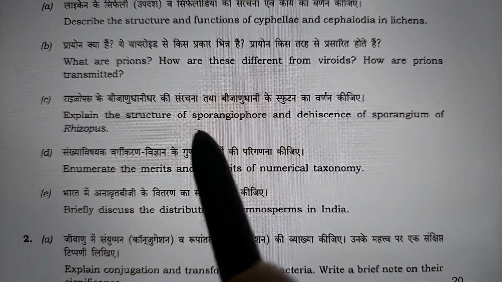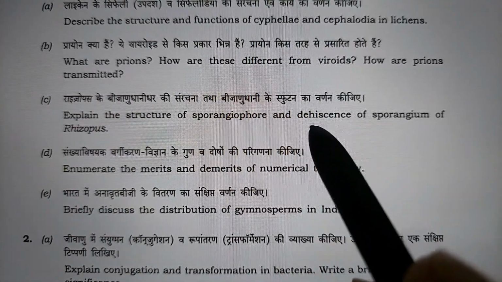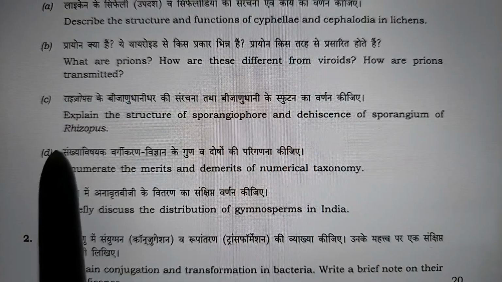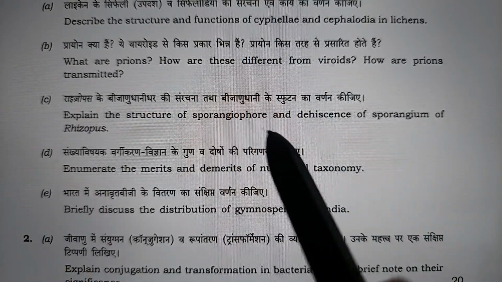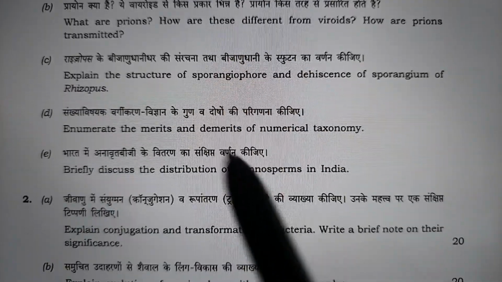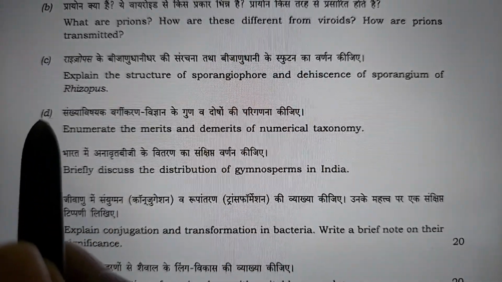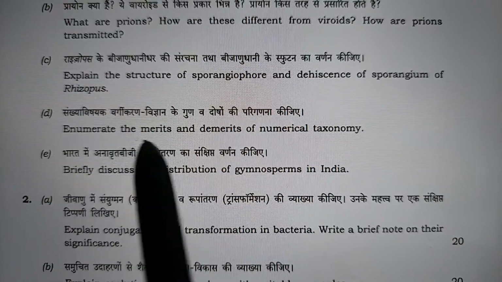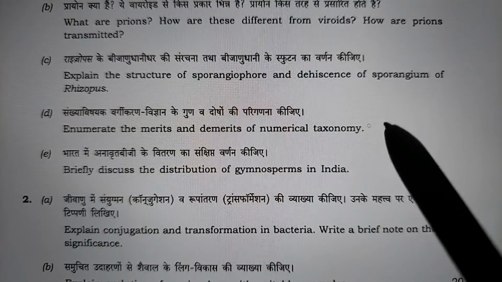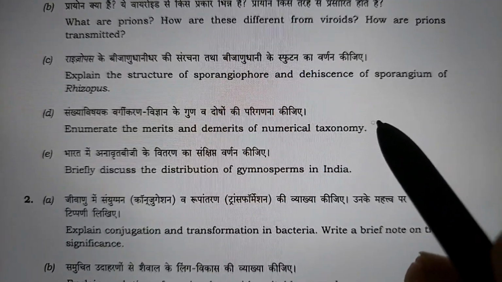Explain the structure of sporangiophore and dehiscence of sporangium of Rhizopus. This one is 10 marks. D is enumerate the merits and demerits of numerical taxonomy. This one is also 10 marks.